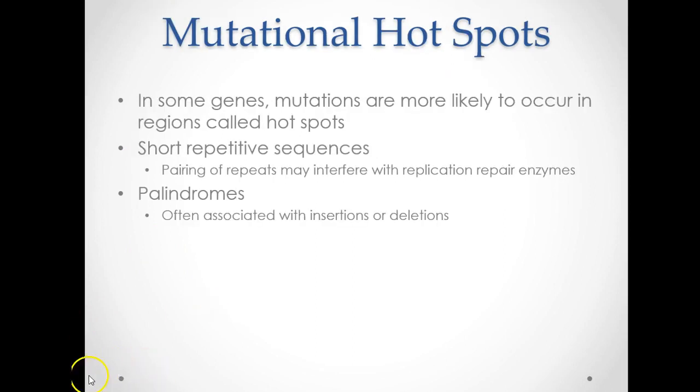So there are also certain places in our genome that we refer to as mutational hotspots. In mutational hotspots, these are places where we're more likely to make mistakes. And we typically tend to make mistakes in any sequence that is short and repetitive.